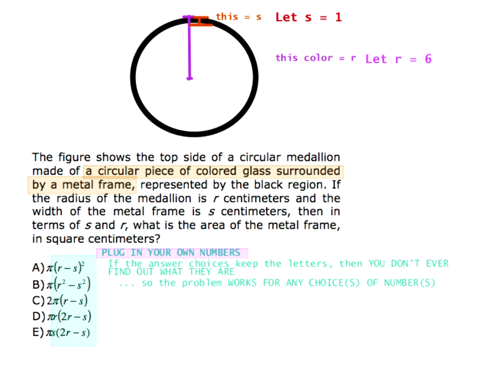Then the area of the metal frame is the difference between two circles. It's the big circle minus the small one. It's the black circle minus the white circle. So that's the area of the frame. The metal ring is big circle minus small circle. So the big circle would be pi times 6 squared.